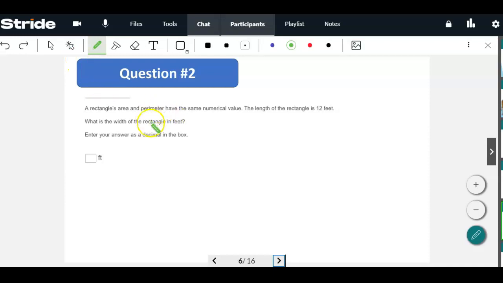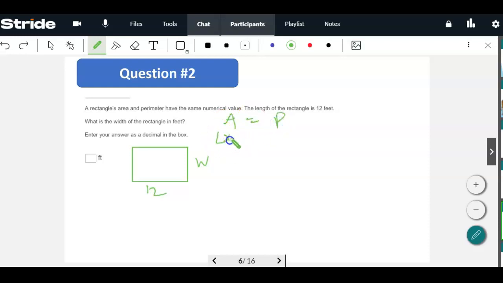Next one. All right, so we've done one of these before. It says a rectangle. So let me just draw a real quick rectangle. It has area and perimeter of the same numerical value. The length is 12. What is the width? All right, so we know this is 12. We're looking for this. All right, so we're going to do area is equal to perimeter.